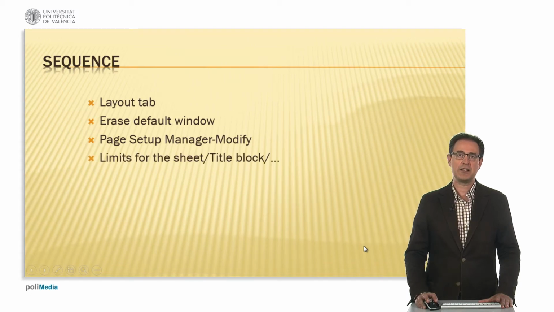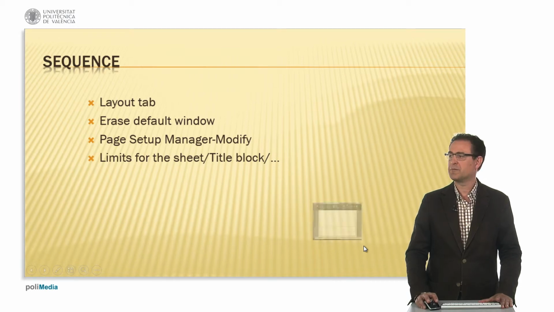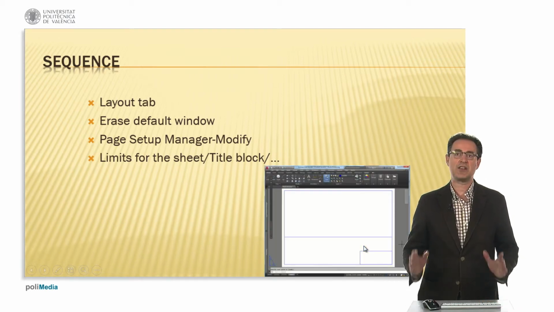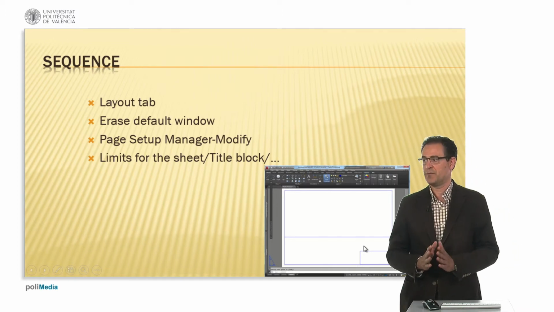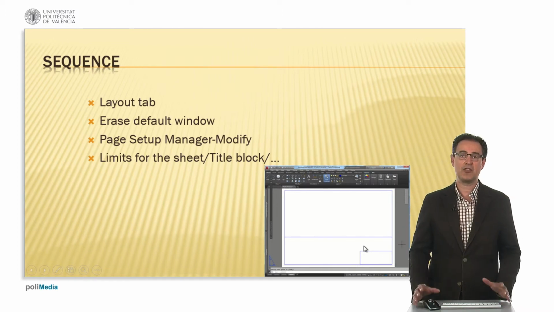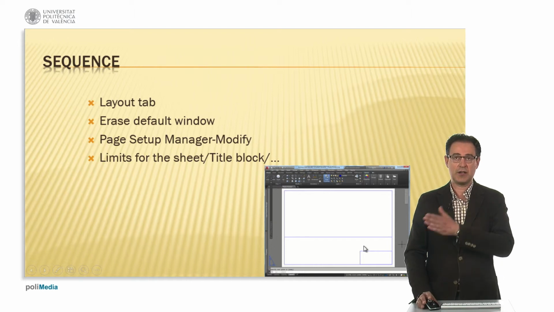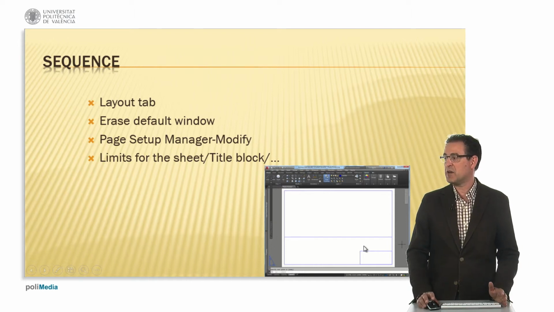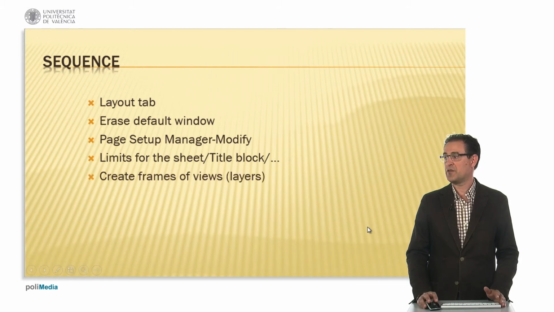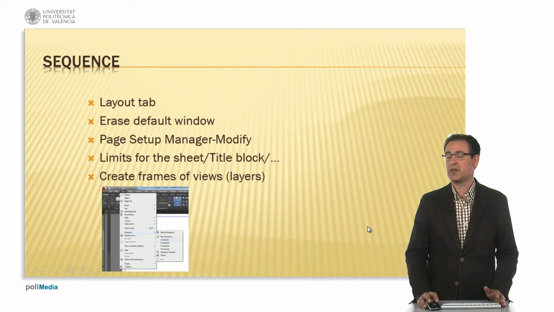Then once you have set up these settings, you can create the structure of the sheet of paper where you are going to locate your viewports. So you can create a kind of schema for the title block and for the different viewports that you are going to create. Then once you have created this structure, you can create the viewports.